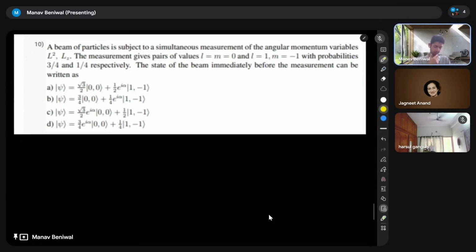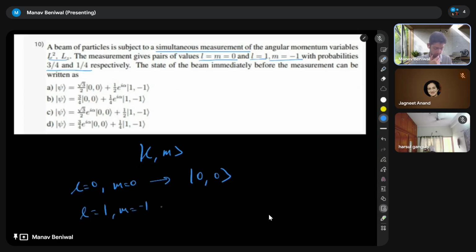Question 10. What are we given? That a beam of particles is subject to simultaneous measurements of angular momentum variables L square and Lz. So what are we doing? We are measuring simultaneously. The measurement gives pairs of values: L equals 0, m equals 0, and L equals 1, m equals minus 1, with probabilities 3 by 4 and 1 by 4 respectively. The state of the beam immediately before the measurement can be written as.